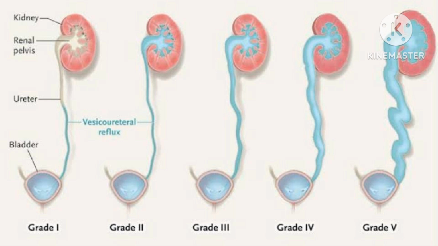Grade 3, reflux into a mildly to moderately dilated ureter and renal pelvis with no or only slight blunting of fornices. Grade 4, moderate dilatation and tortuosity of the ureter and renal pelvis, with obliteration of the sharp angle of the fornices but maintenance of papillary impressions in most calyces. And Grade 5, gross dilatation and tortuosity of the ureter, renal pelvis, and calyces with loss of papillary impressions.